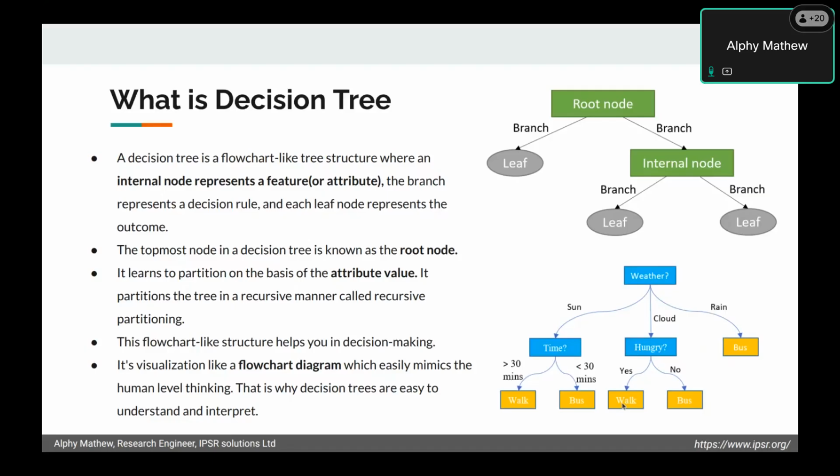Now we need to study how we can create such trees from our data set. From the data set, we need to create this kind of structure. Only then can our algorithm or our model predict what the decision is. So we need to create it. Then how will we create these decision trees? That is our next focus.